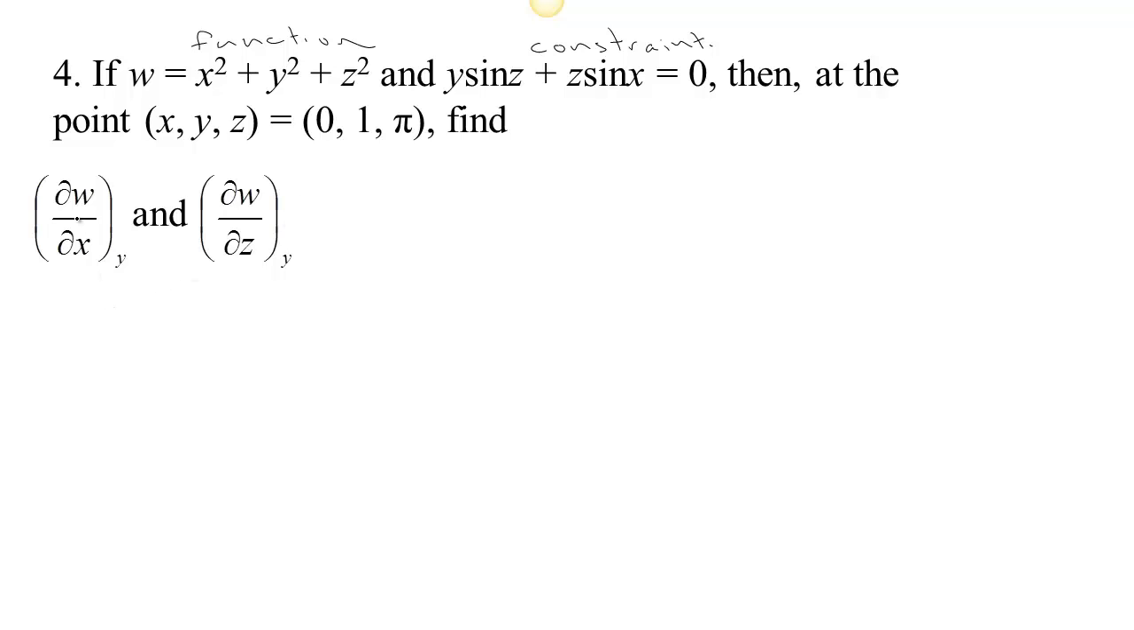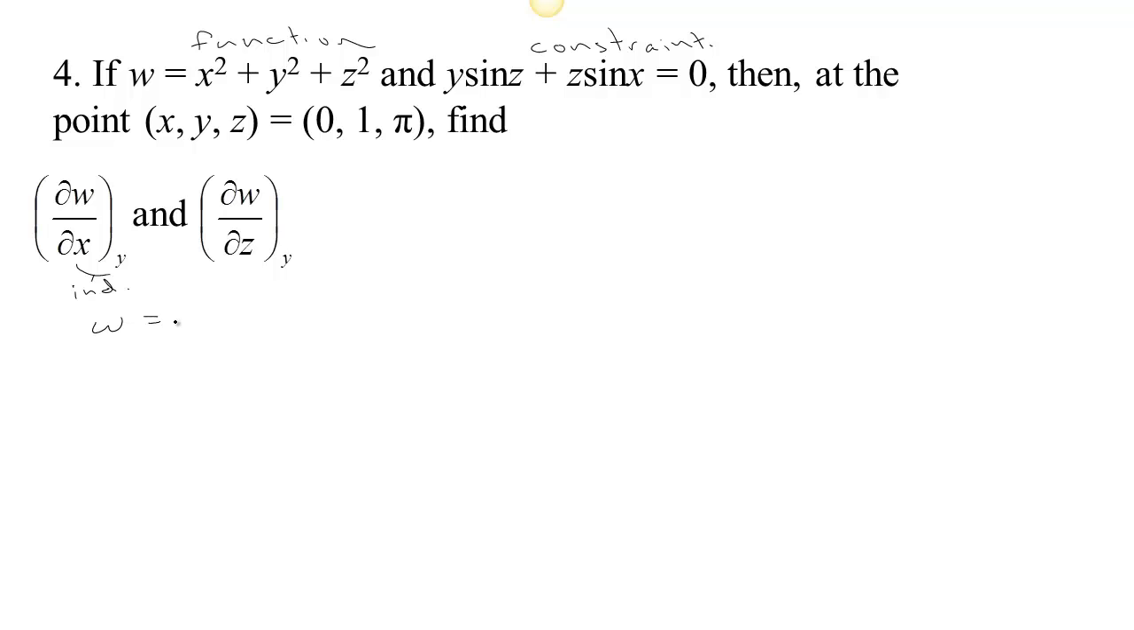They ask us to find dW/dx when y is independent. They also ask us to find dW/dz when y is also independent. So in this first one, x and y are independent. Obviously x is independent because you're thinking about changing x and seeing how W changes. The fact that y is here also means that y is one of the independent variables.